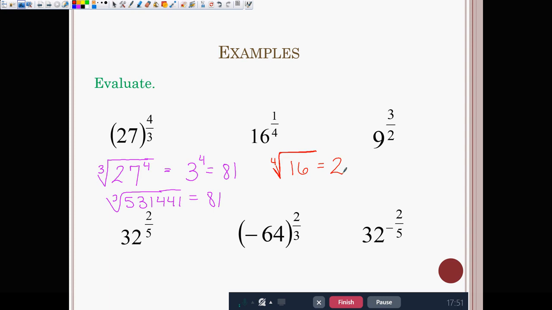Okay, so now let's rewrite this as a radical. So I have 9 on the inside. What power is 9 going to be raised to? 3. And what is my root? 2. Do I need to put 2? No, because it's just a square root. Okay, so what is the square root of 9? I knew that pretty quickly. 3. And what's 3 to the 3rd power? 27.